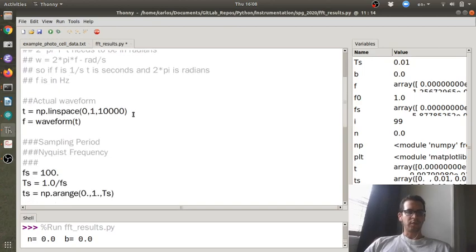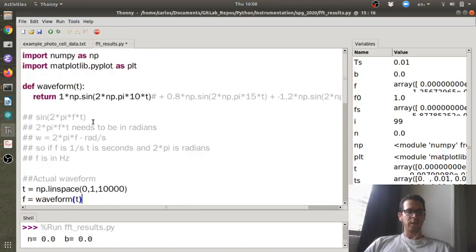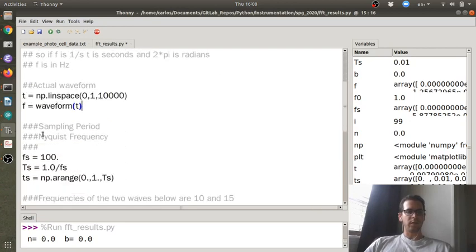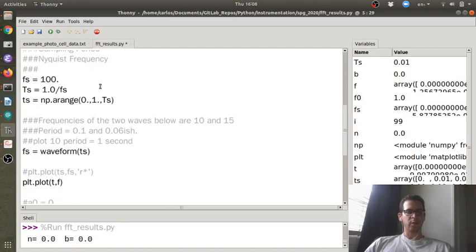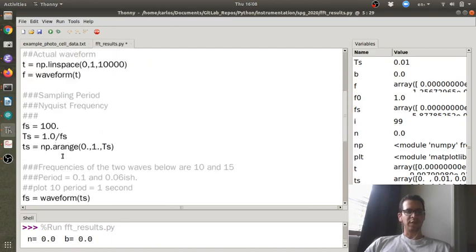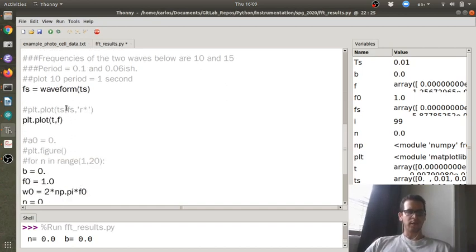So I'm going to create this vector from 0 to 1 seconds, and I'm going to use a ton of data points here just to make sure that I plot it correctly. And then I'm going to do f equals waveform of t. So I've grabbed the waveform up here. The frequency of my waveform is 10 hertz, and in order to make sure that my FFT works properly, I need to make sure that my sampling frequency is 2 times the frequency. I could just do 20, but I'm going to sample the waveform at 100 hertz just to make sure that I don't run into any aliasing issues. And so I make this time vector here, and then I make the waveform, and then I go ahead and plot it.